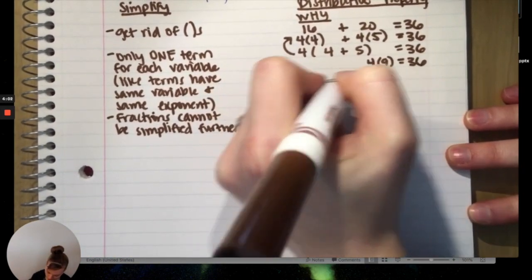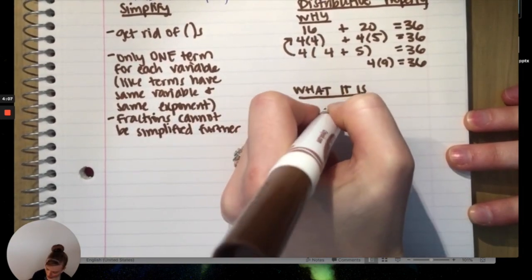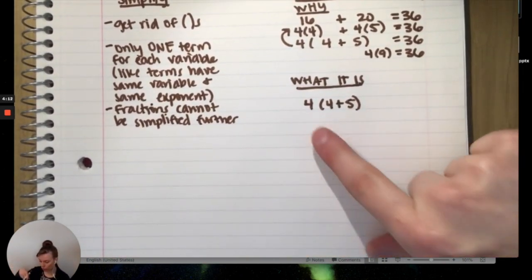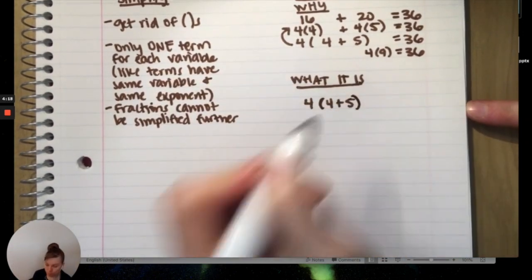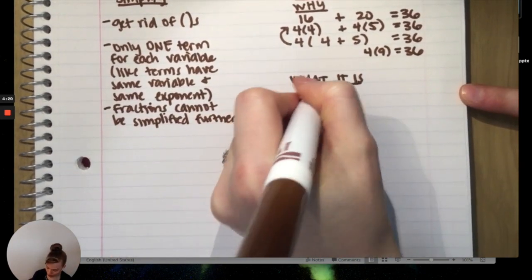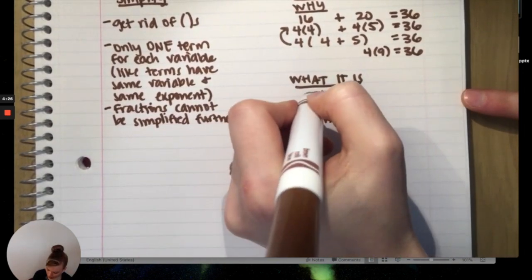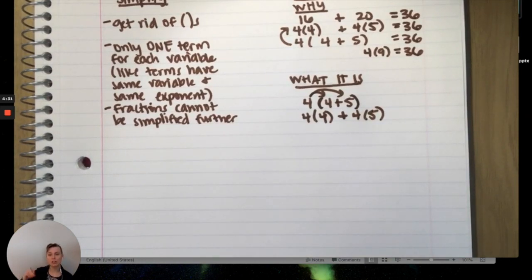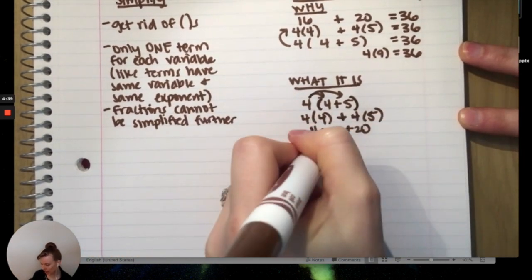What it is: if you see 4 times 4 plus 5, I'm going to distribute that first 4, this outside one, into everything inside, because this parenthesis means to multiply. So I'm going to multiply the 4 times the 4. Then I have to add, because there's a plus sign in between. I'm going to then add 4 multiplied by 5. I'm distributing that outside 4 into both terms in the quantity 4 plus 5. That gets me 16 plus 20, and that gets me 36.